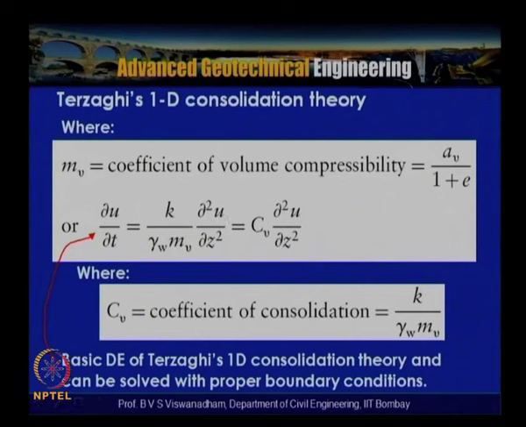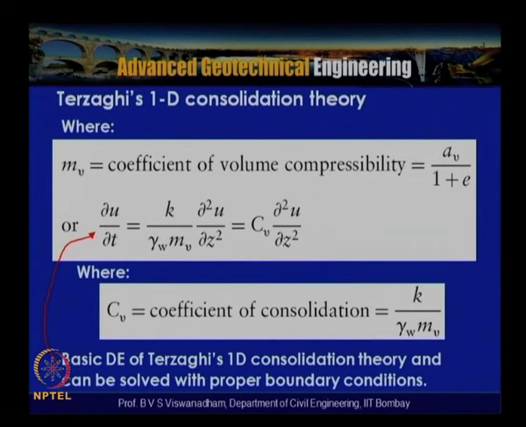So if the k is high, the cv value is high. When the k value is low, for a very impervious soil, the cv value will be low. So the larger the cv value, the faster the settlement can take place, and the lower the cv value, the more delay there will be in the settlement. The cv actually indicates the time rate of settlement. That is the only soil parameter in Terzaghi's one dimensional consolidation equation.